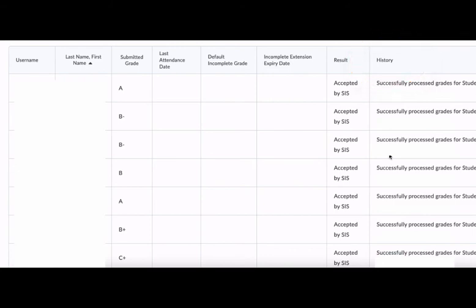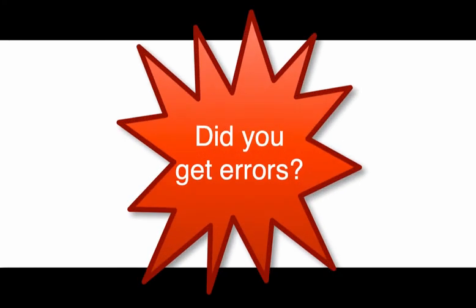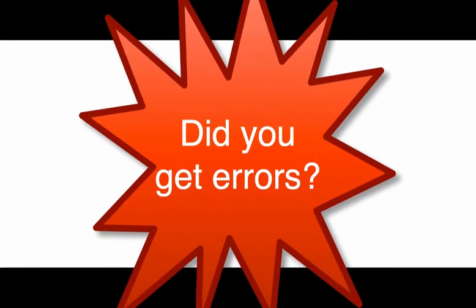In this case, all of these were accepted by SIS, which is Banner, and I received a successfully processed grades, which means now that if I were to log in to My Charleston, I should see these grades submitted for these students. After submitting, if you don't see the successfully processed grades, then you need to review the error messages.